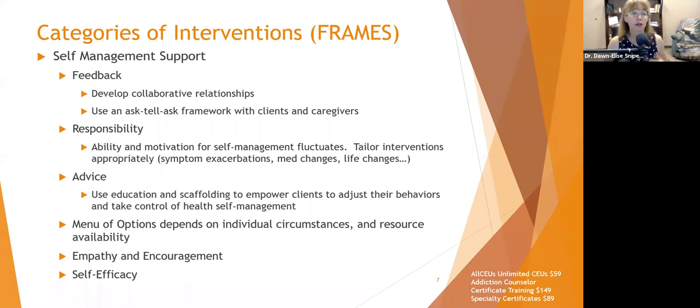And sometimes their motivation will go in the toilet. They'll throw up their hands. We need to step in there and go, all right, let's take a look at, is this a speed bump or is this a sinkhole? Let's figure out what just happened. And different things can make their motivation and their ability to self-manage their care fluctuate.